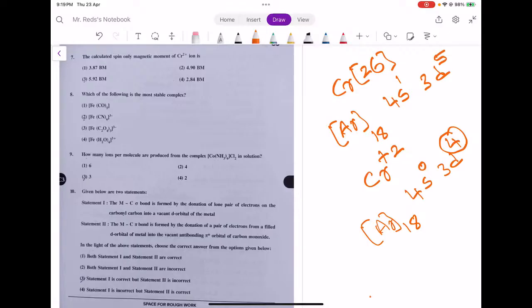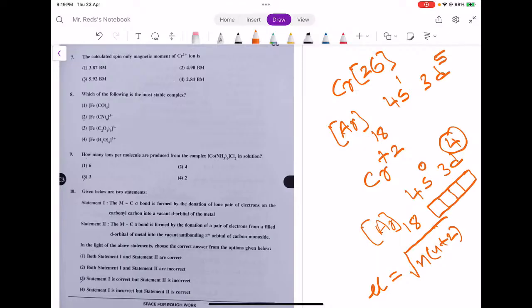What is the formula for dipole magnetic momentum? That is equal to root n into n+2. What is the meaning of n? N is the number of unpaired electrons. 3d has 4 unpaired electrons.